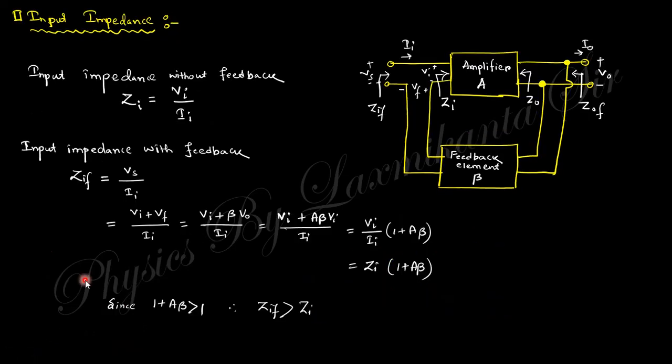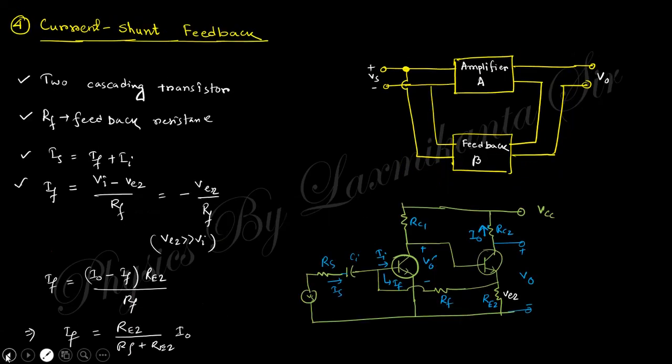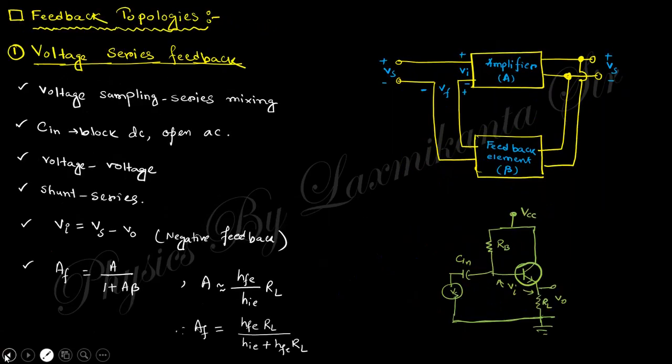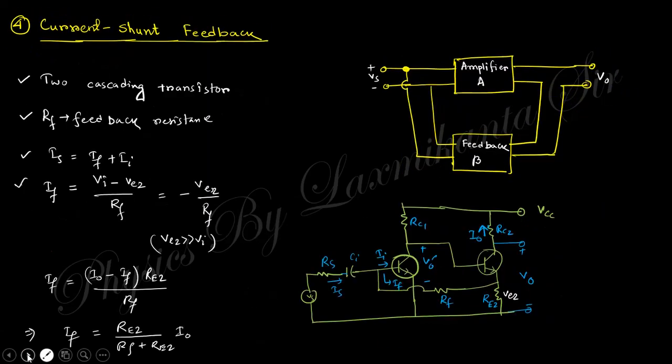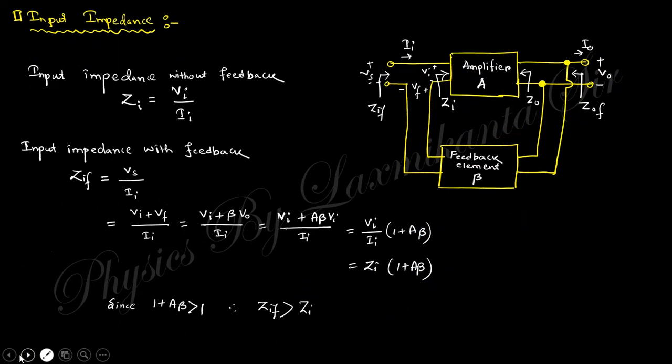Now if you want to find out the input impedance and output impedance of this voltage series feedback, so input impedance is nothing but the input voltage by input current. So the input impedance with feedback is Vs by Ii. So Vs is nothing but Vi plus Vf.